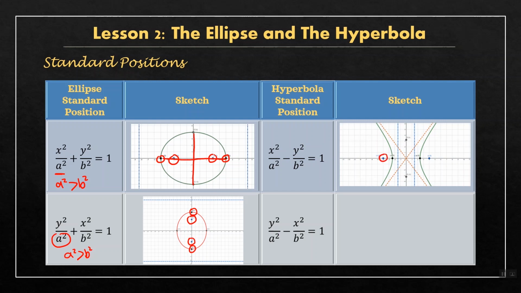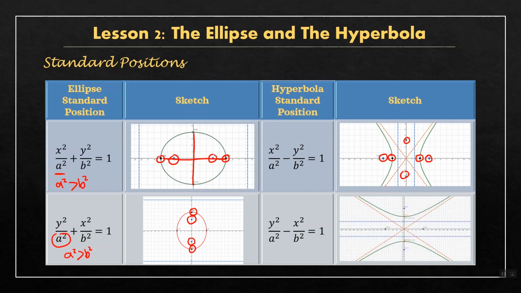For hyperbolas, this is a hyperbola in the first standard position. Notice this is the focus, it's the furthest from the origin. These are the vertices A, and this is the vertex B. A is not more than B. And here, the vertices are on the y-axis, and also the foci are on the y-axis.